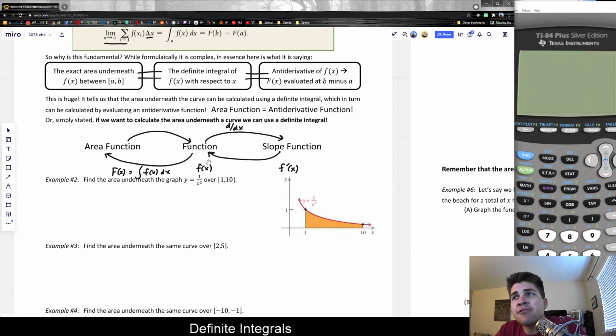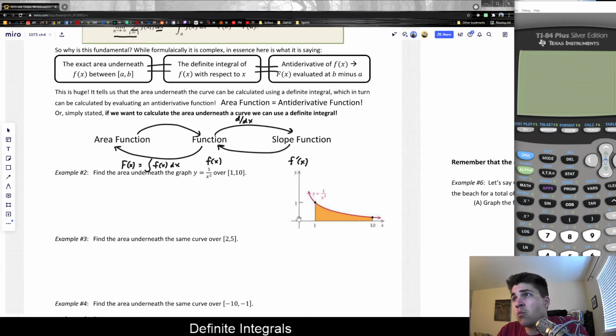So applying the fundamental theorem of calculus, once again, say we wanted to find the area underneath the graph of 1 over x squared from 1 to 10. And here we have a graph, which is actually not very well done. This should actually be quite a bit less steep if it were properly designed, but that's okay.